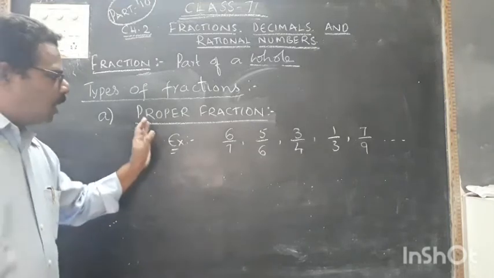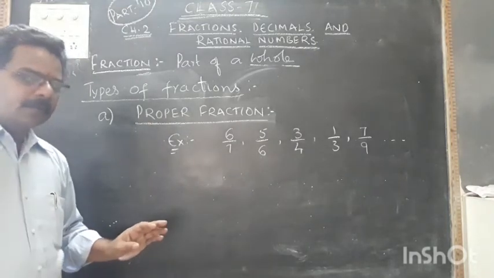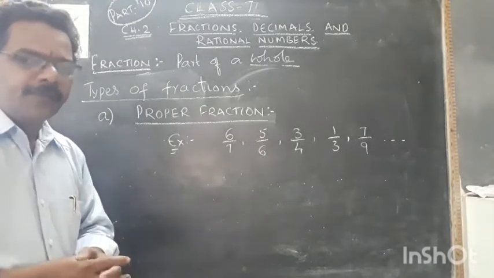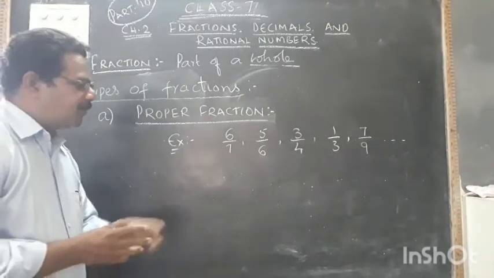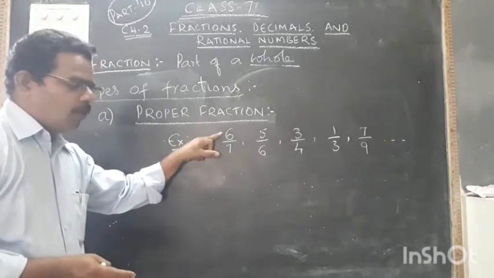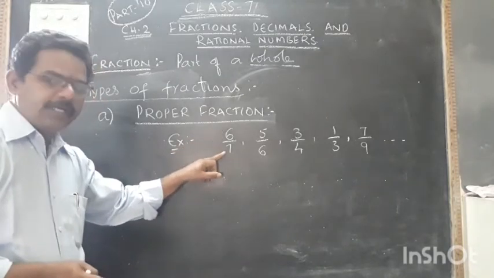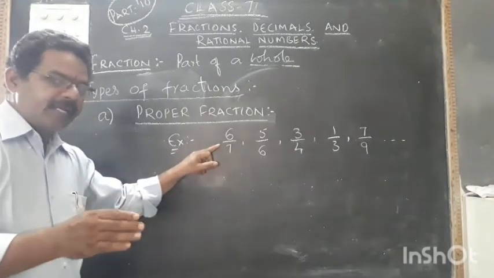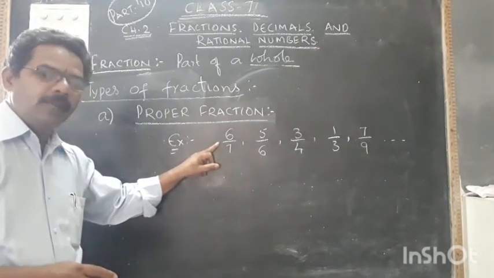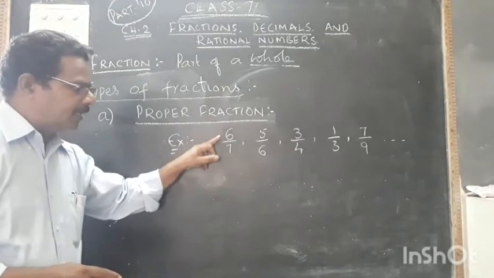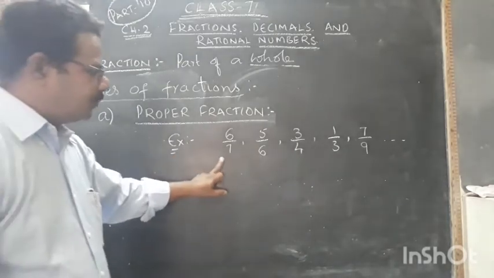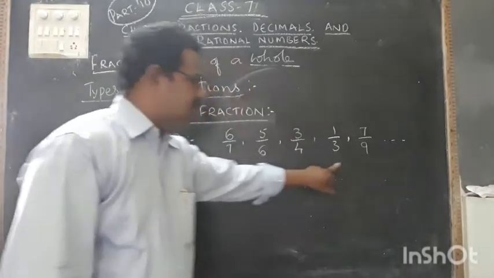What is meant by a proper fraction? Proper fraction is, as I told you, part of a whole. In a fraction, one is called numerator, another one is called denominator. Numerator and denominator are separated with the help of a symbol that is called by. Numerator divided by denominator. So please observe these examples.